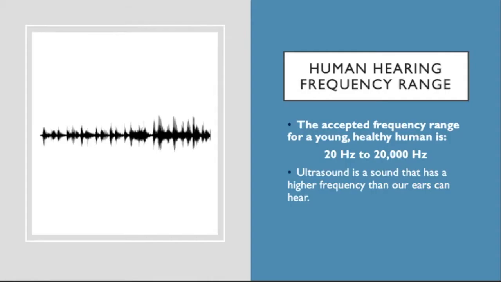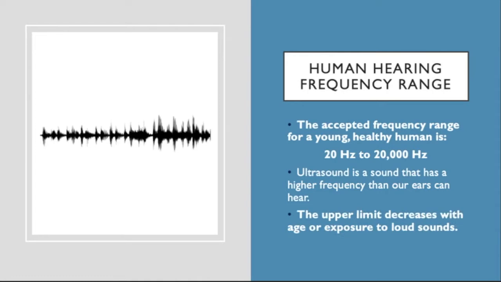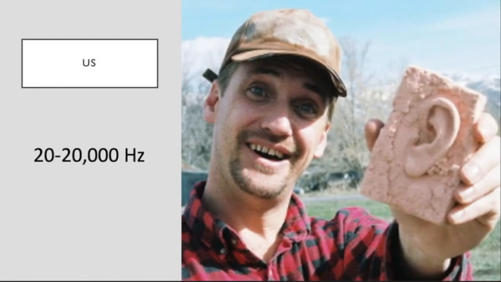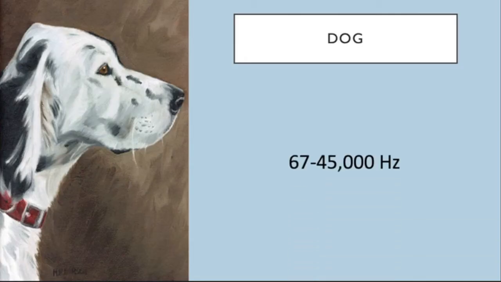The accepted frequency range for a young, healthy human is 20 Hz to 20,000 Hz. Ultrasound is a sound that has a higher frequency than our ears can hear. The upper limit decreases with age or exposure to loud sounds. So we've said that our frequency range is between 20 and 20,000 Hz, and anything above 20,000 Hz is what we call ultrasound. A dog can hear 67 to 45,000 Hz.